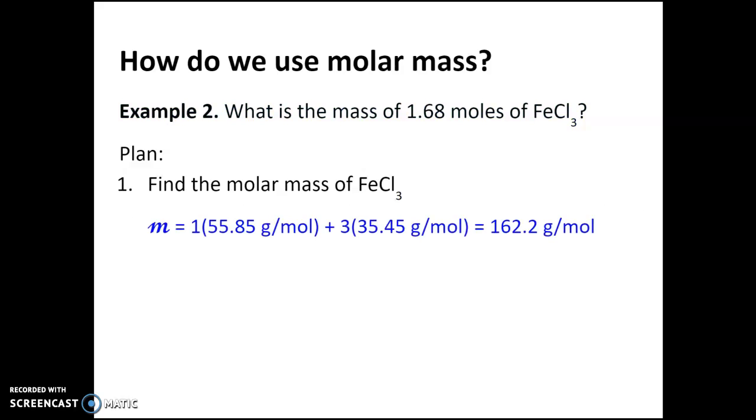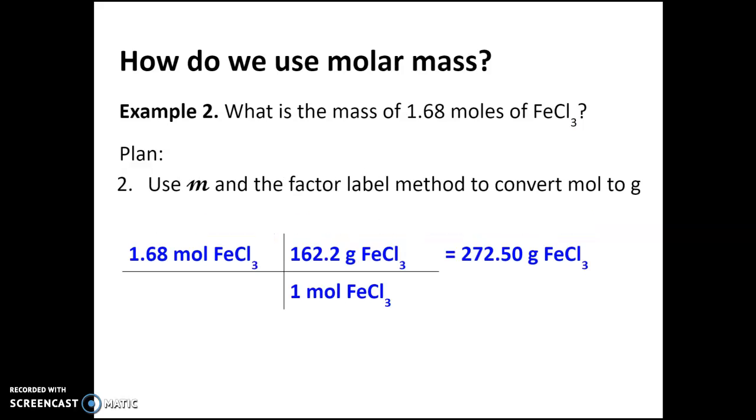First step is the same. 1 iron plus 3 chlorines gives us 162.2 grams per mole. Once we have that molar mass, we can set up our factor label line. 1.68 moles of iron 3 chloride over 1 mole of iron 3 chloride and 162.2 grams of iron 3 chloride on the top.